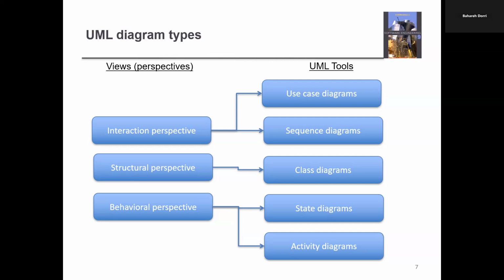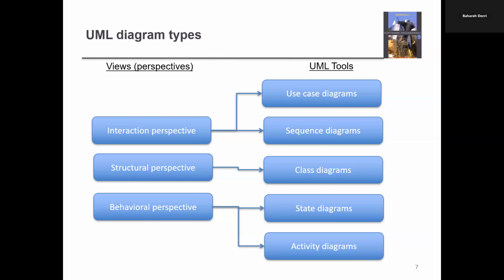Next, we have the structural perspective. This is all about how the system is organized internally, its architecture, components, and data structure. The main UML tool for this is the class diagram, which shows classes, their attributes, methods, and how they are connected.